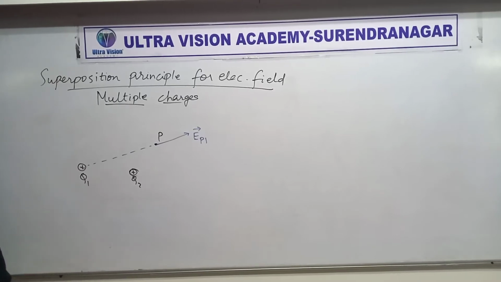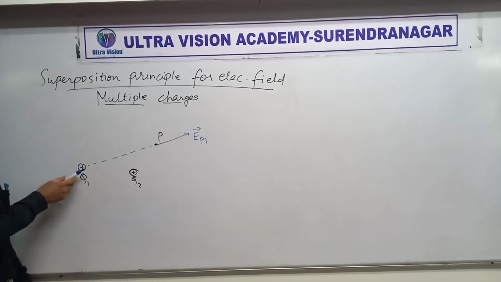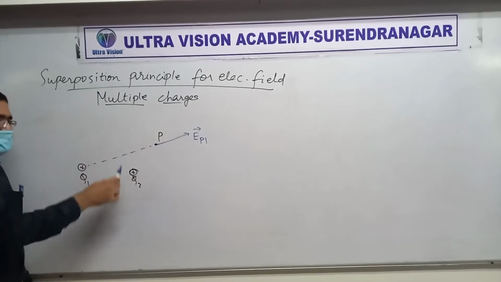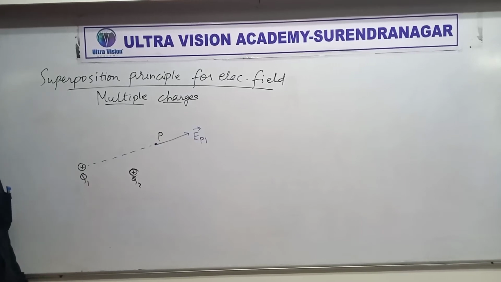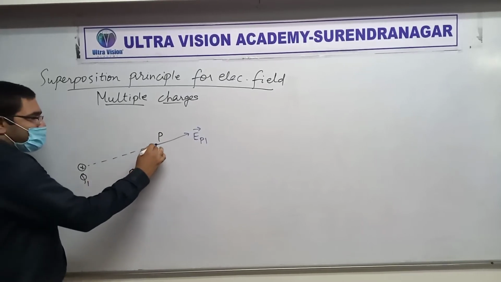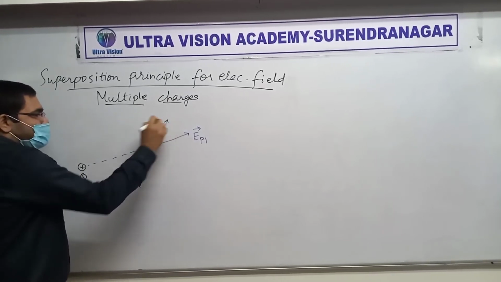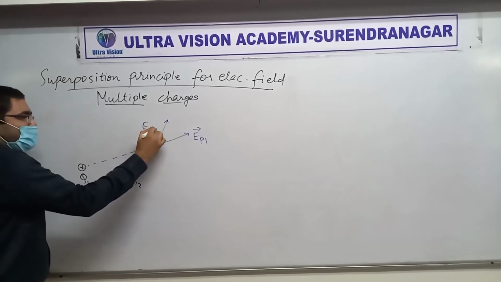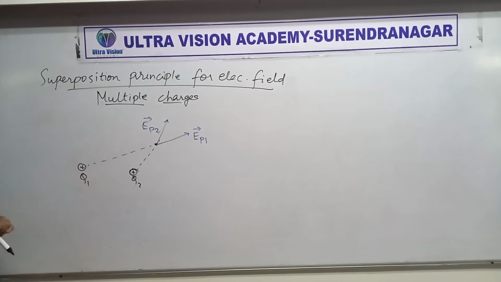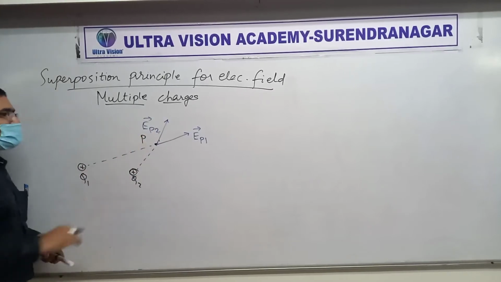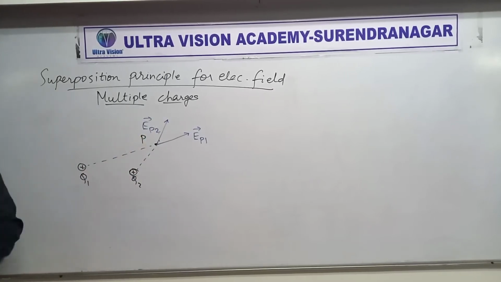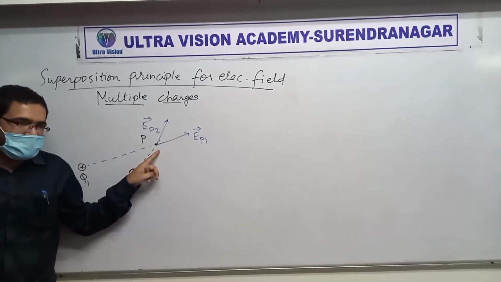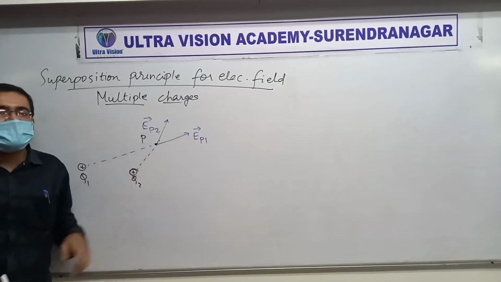Because the electric field of a positive charge always points away from that charge. Got it? The second one is also positive, so its electric field will be in this direction. This is the electric field at P due to charge 2. But now there will be two vectors at the point P, so there will be a resultant.